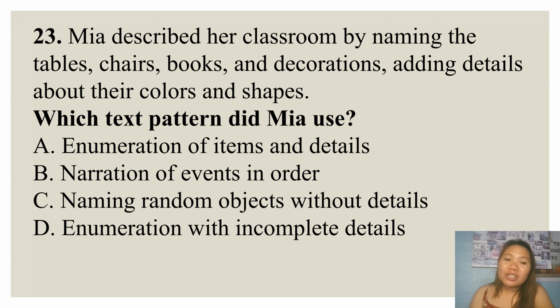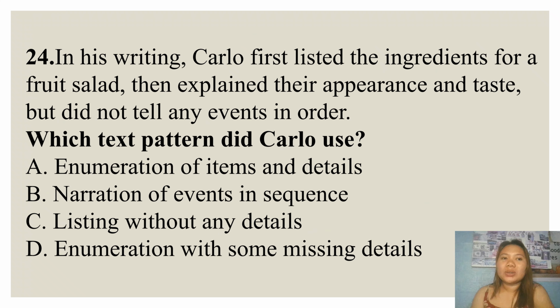B. Narration of events in order. C. Naming random objects without details. D. Enumeration with incomplete details. 3, 2, 1, 24. In his writing, Carlo first listed the ingredients for a fruit salad, then explained their appearance and taste, but did not tell any events in order.